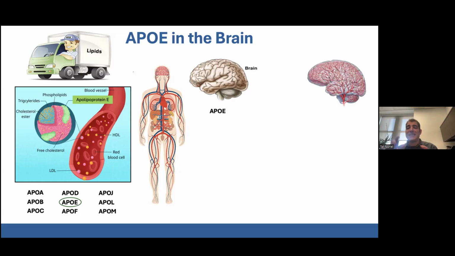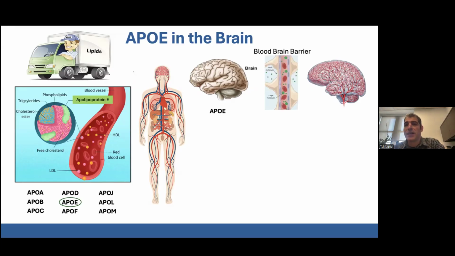That isn't to say that what's happening in the blood isn't important for the brain. Obviously, the brain gets oxygen and glucose and lots of important nutrients from the blood. So if there are problems with the blood, or plaque buildup causing atherosclerosis or strokes, that is going to affect the brain.